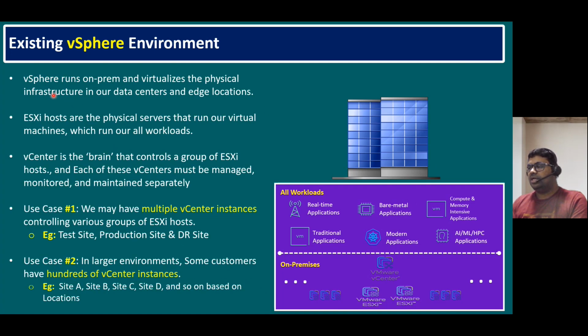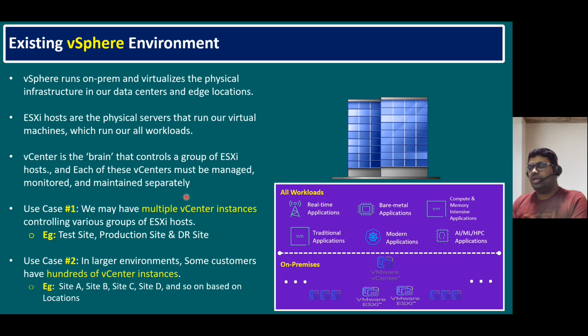In the description, I mentioned the same points. vSphere runs on-prem and virtualizes the physical infrastructure in our data center and edge locations. ESXi hosts are the physical servers that run our virtual machines, which run all our workloads. That is the point we are showing in the diagram. And vCenter is the brain that controls a group of ESXi hosts. Each of these vCenters must be managed, monitored, and maintained separately.